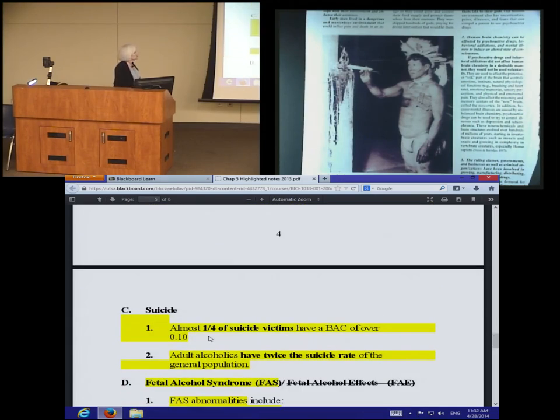Suicides, 25% of suicide victims are drunk. They're at least 0.10 BAC. Alcohol lowers your inhibitions, you're not thinking straight, you're depressed. Alcoholics have twice the suicide rate of the general population. So again, alcohol, usually you're not going to see an alcoholic early.